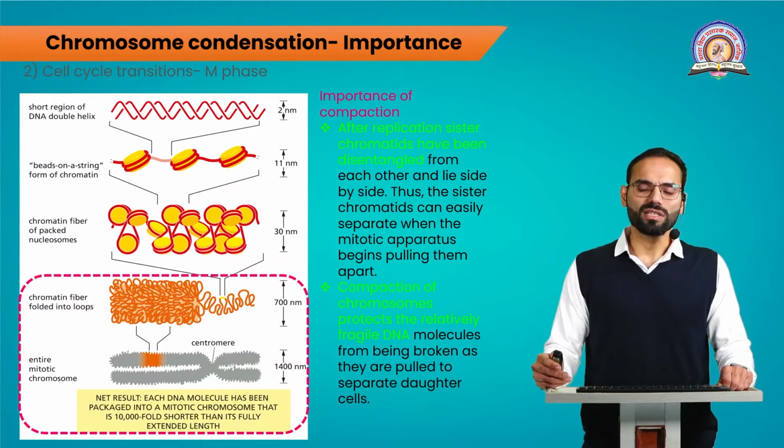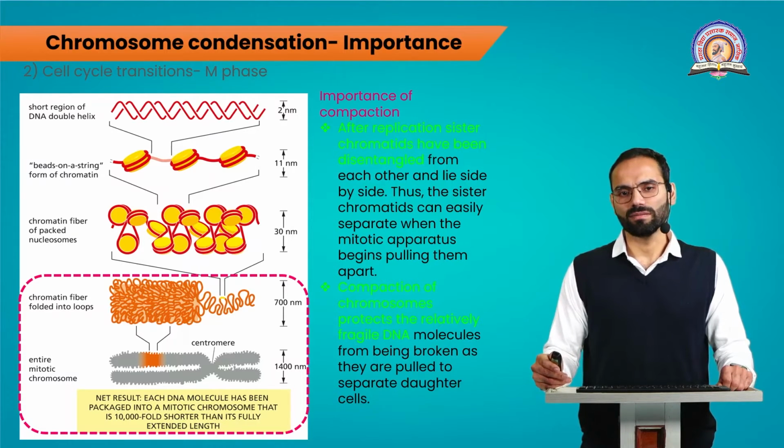So why is it important to compact this DNA? It's because after replication, the sister chromatids have been disentangled from each other and lie side by side. Thus, the sister chromatids can easily separate when the mitotic apparatus begins pulling them apart. And the second important reason why compaction is important is because compaction of chromosomes protects relatively fragile DNA molecules from being broken as they are pulled apart to separate into two daughter cells.